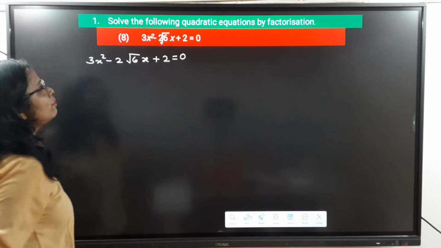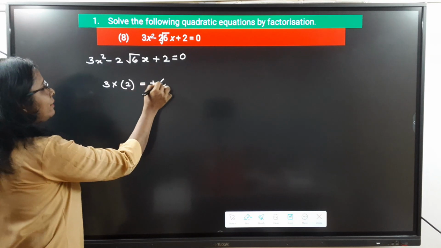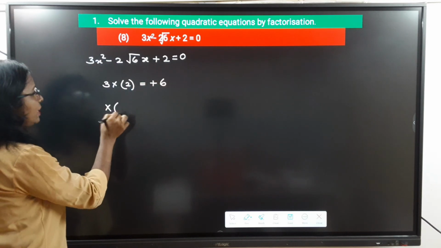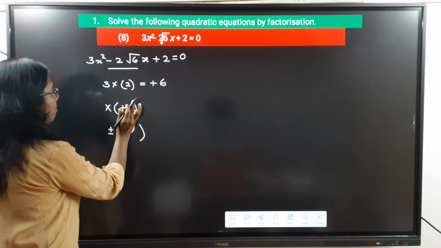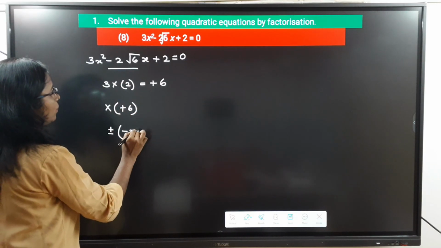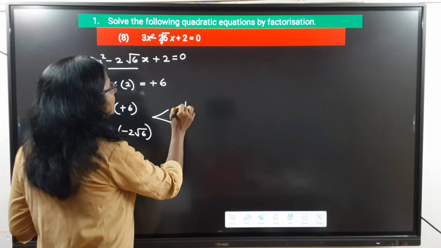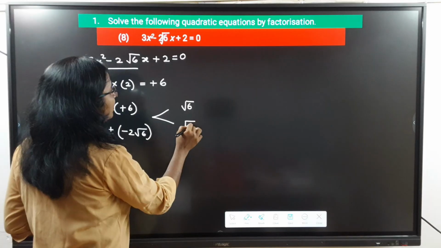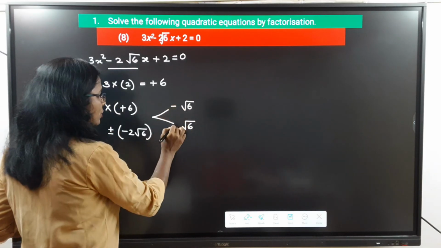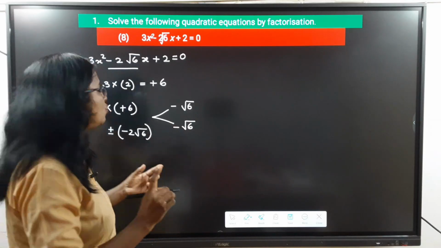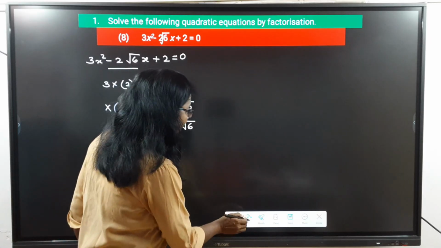is equal to 0. So now here students, we want the two numbers such that their product would be positive 6 and their addition or subtraction would be minus 2 root 6. Okay. So which are these two numbers that fulfill these two conditions? Here I say that root 6 multiply root 6, that means positive 6, but what about the addition? Here minus root 6 minus root 6, that means minus 2 root 6. So these two numbers fulfill this condition at the same time. So now these are the proper numbers students.